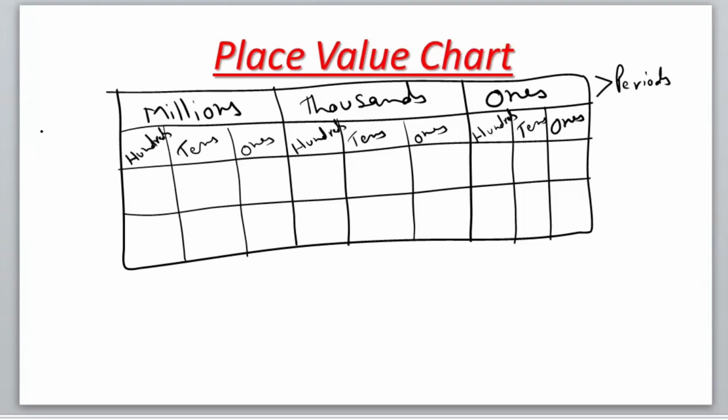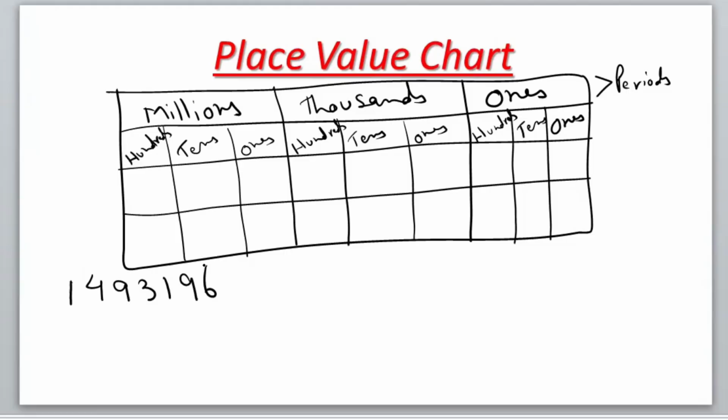Okay, now take one example: 1493196. Can you read it? What number is written here? It's difficult to read because it's a big number. Once we learn the place value chart, then we can easily say what number is written here.